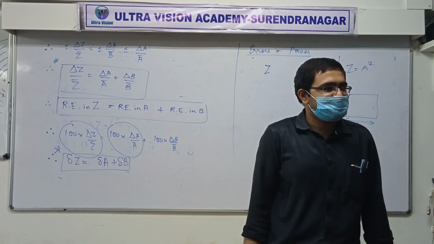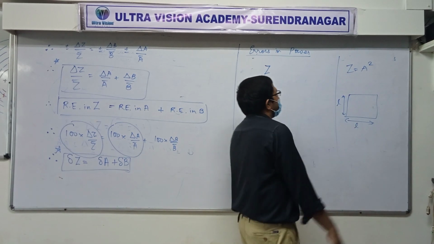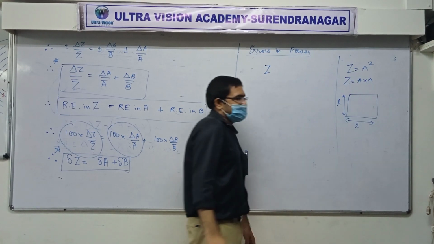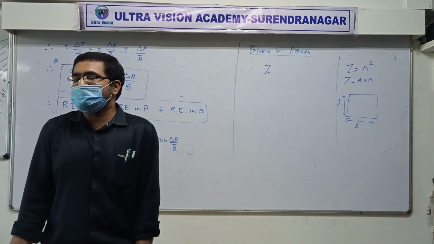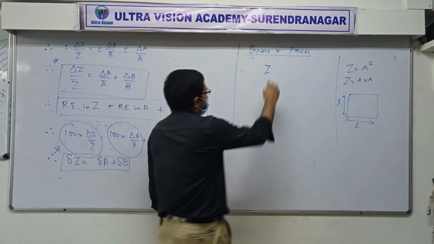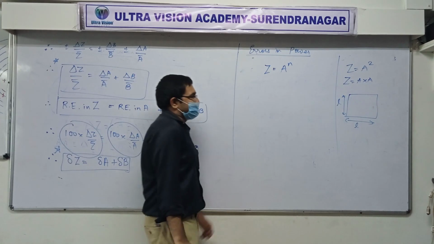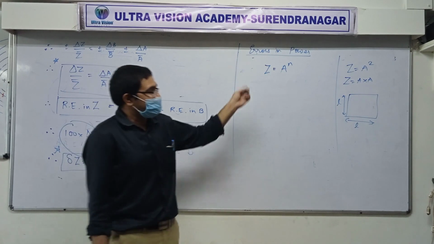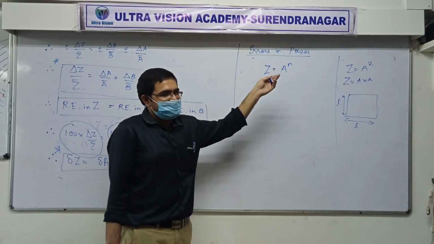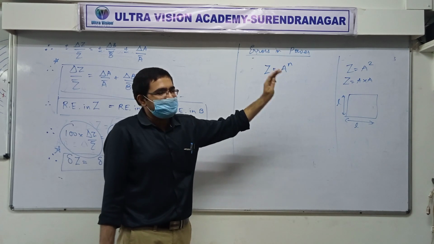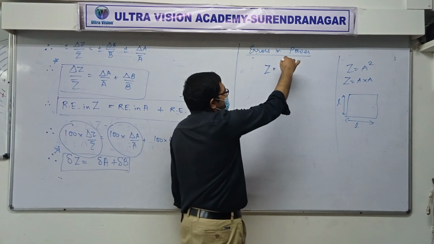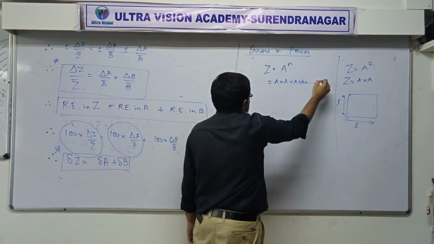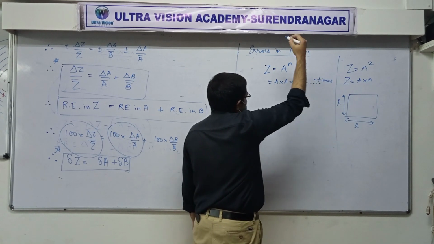Is that clear? Okay. So, suppose I want to do it that way, then Z is equal to A into A. Clear? Similarly, it could be any power. Z equal to A raised to n, maybe 3, maybe 4, maybe 100, maybe 80. So, if I write this as A into A into A into A, like that, how many times? n times. Understood?